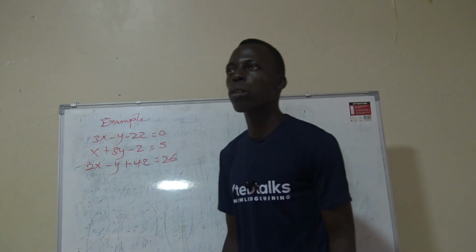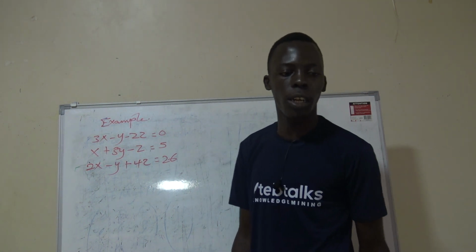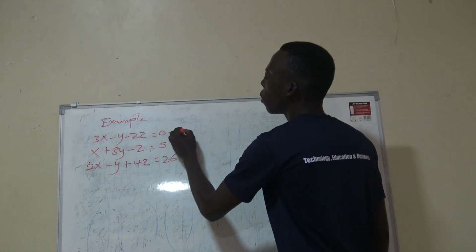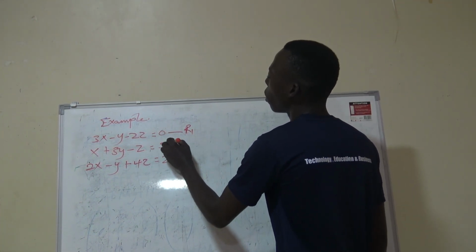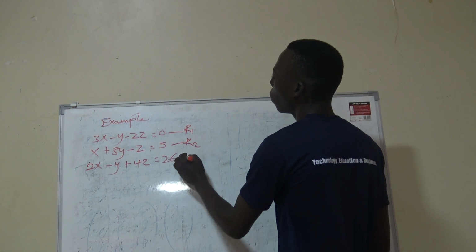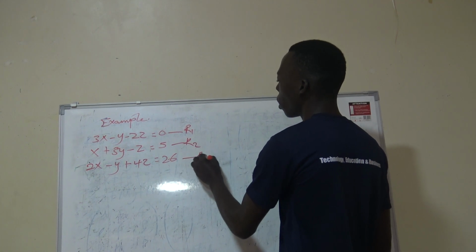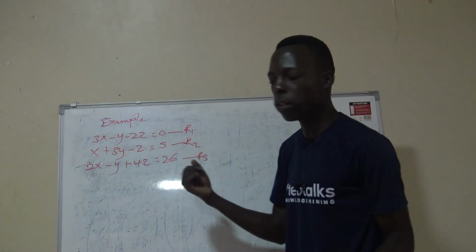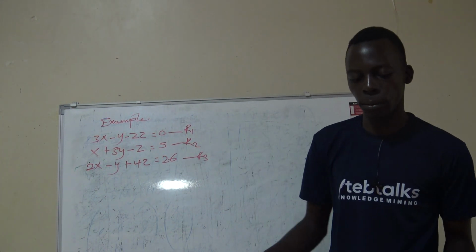Now when it comes to this question, when you're dealing with row reduction to echelon form, what we do, we call this one our row 1, this one our row 2, this one our row 3. So we are expressing this equation in terms of rows. This is row 1, row 2, row 3.